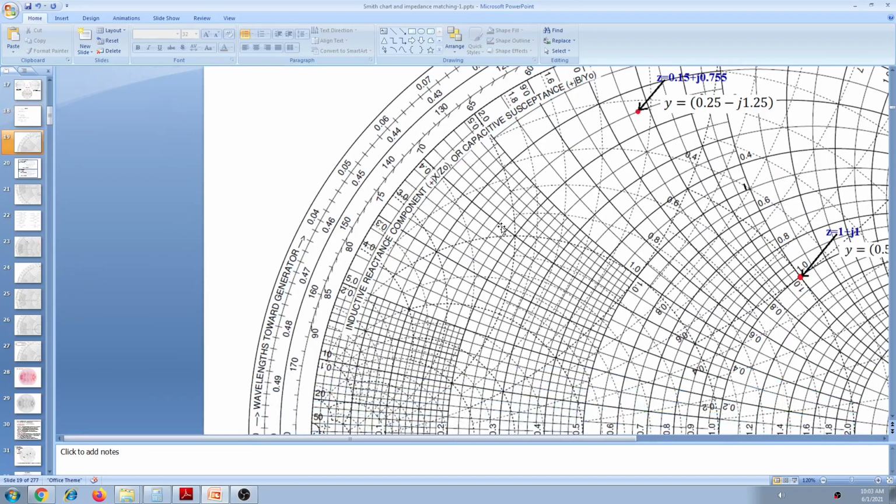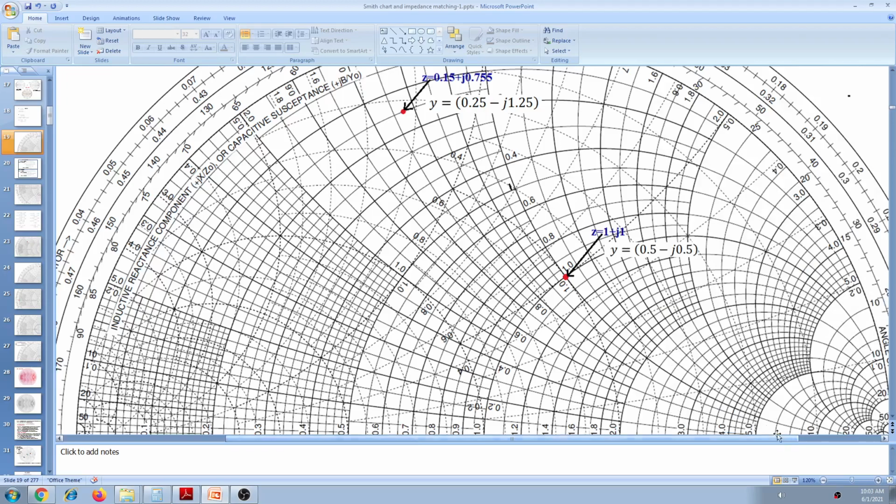We did that in the earlier class. So this is the 1 plus 1j. It is the intersection of the normalized impedance 1 plus 1j, that is, the intersection of the r equal to 1 circle and the x equal to plus 1 circle. R is equal to 1 and x is equal to plus 1j. So that is the intersection point of those two circles.